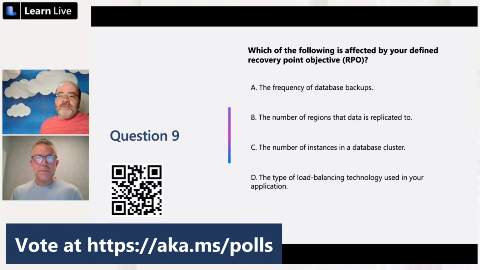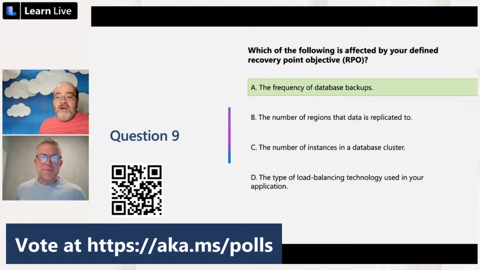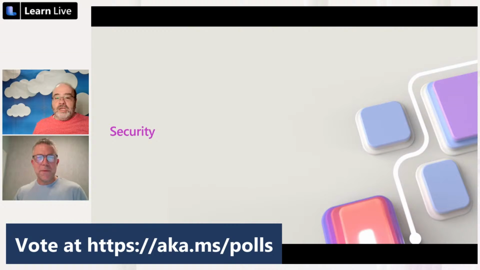Which of the following is affected by your defined recovery point objective, RPO? Frequency of data backups, number of regions, number of instances, type of load balancing technology used in your application. There you go. That was the question. If I have to replicate it, how much time do I have in between? Or if I have to go back to my backups, how recent are they? It's a really good question, which is where RPO comes in. Okay, next item, please.